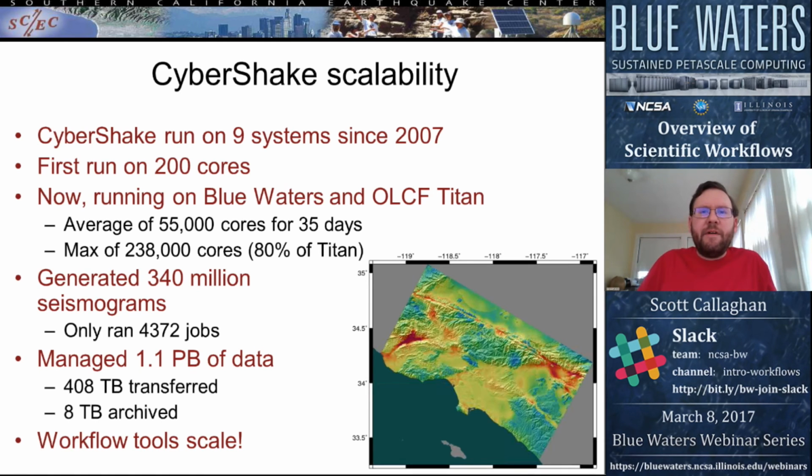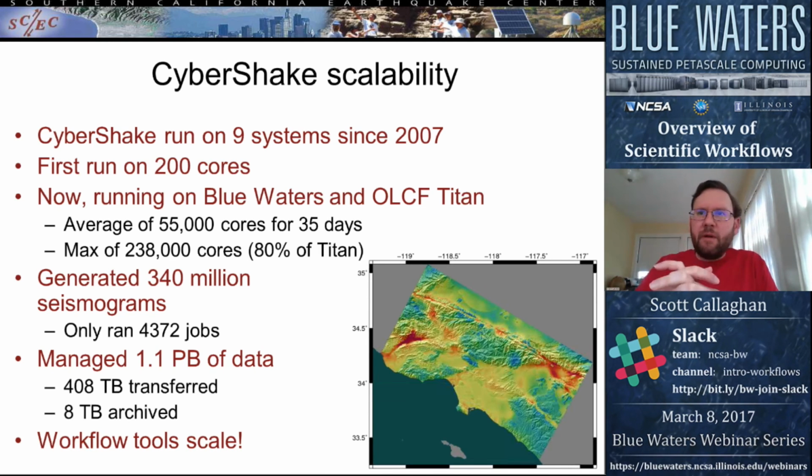We averaged running on 55,000 cores for 35 straight days. How do you run for 35 straight days? Well, that's where the workflow tools come in, right? Because there's just no way that you as a human could do that. We hit a maximum of 238,000 cores, which was 80% of Titan's system, all done with the workflow tools, all handled by that. We generated 340 million different seismograms, but we only ran 4,300 jobs. So this is an example of how the workflow tools can help you shape your work into a way that it fits really nicely onto the remote systems.